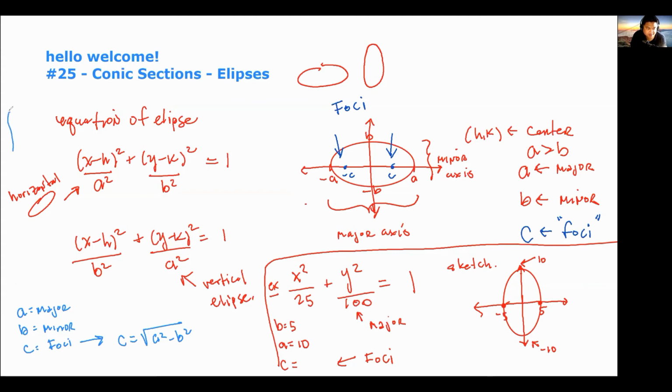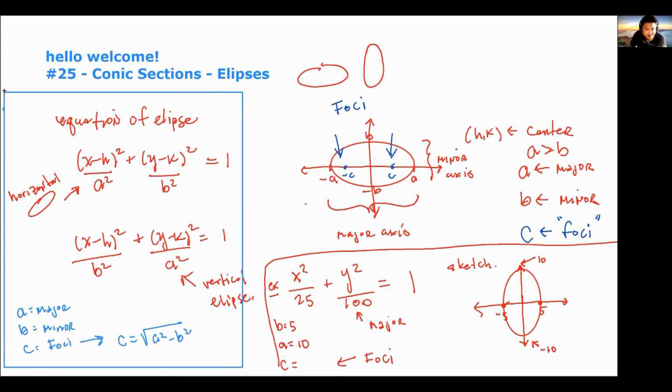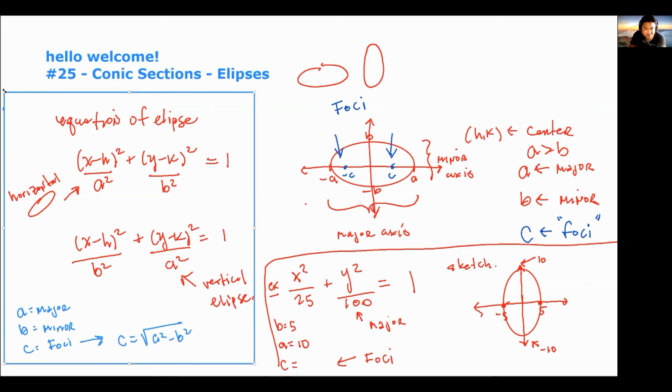So really, you could keep these all in one box right here, like so. You have the two equations of a horizontal ellipse and a vertical ellipse, where A is the major axis, B is the minor axis, C represents the foci. And we could find the two foci with this equation. So let's find our foci over here.